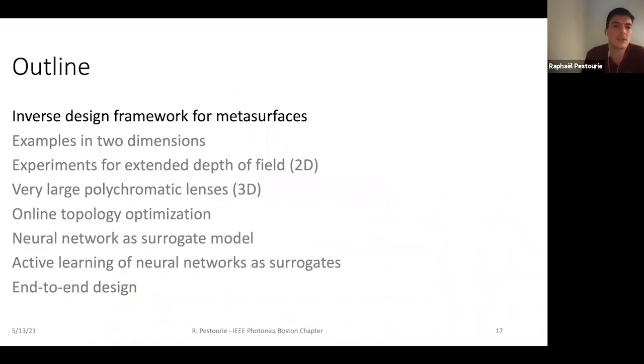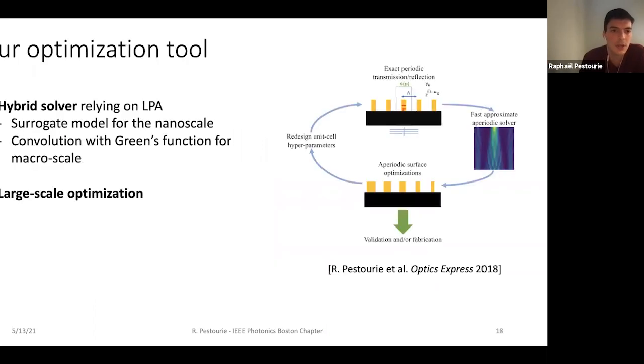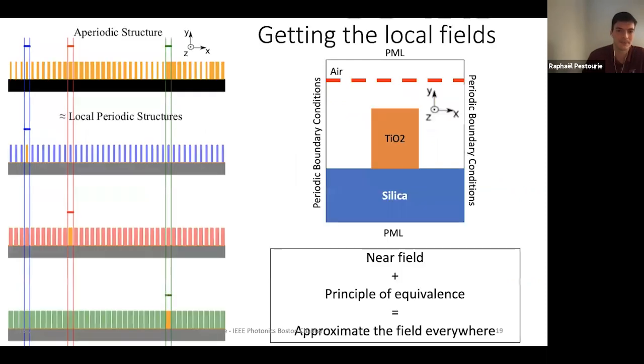First, I would like to introduce the inverse design framework for metasurfaces that we published about 3 years ago in Optics Express. And really, this tool has two components. The first one is a hybrid solver, which has a surrogate model that handles the small features. And the second component of this hybrid model is a convolution with a Green's function, which takes care of more of the macro scale. And then the second component of this optimization tool is the large scale optimization.